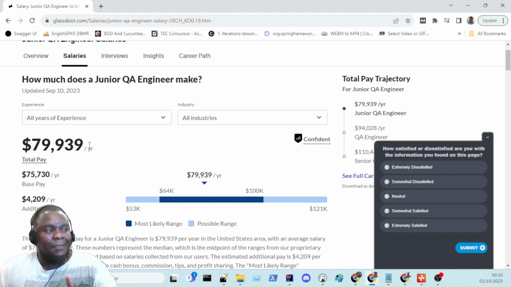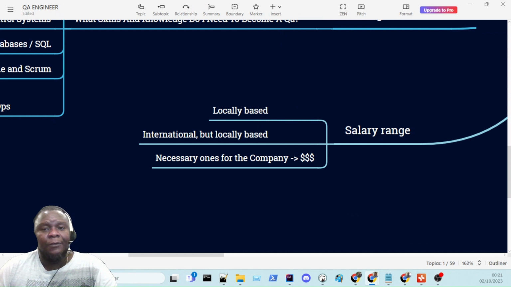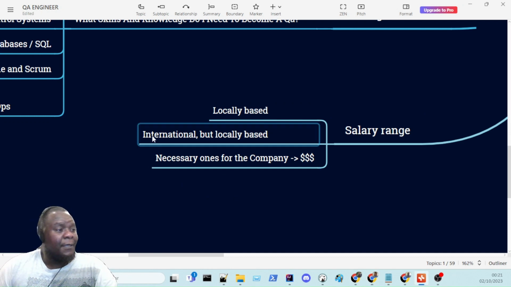I just live in Brazil, and this is just good for us here in Brazil. This salary here, right? Just good for us. So let's continue on the mind map here, and you have here locally based. Just make a comparison, as I said, right? And let's say here international but locally based, right?